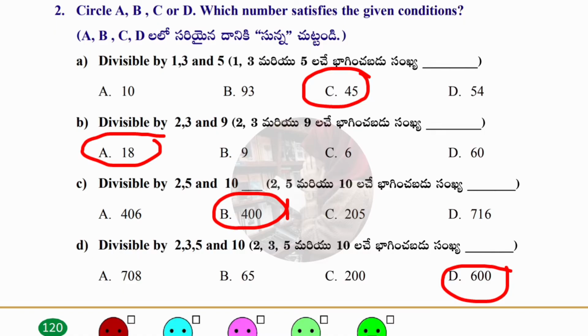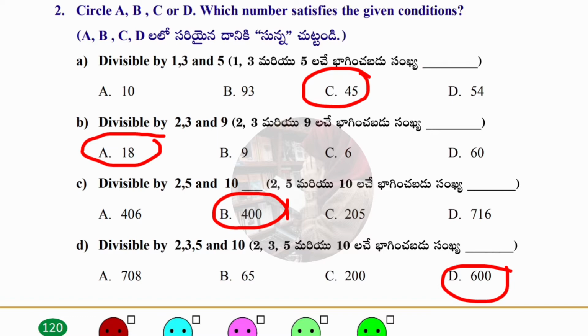Next question is divisible by 2, 3 and 9. If you check all the 4 options, only A option, which is 18, is divisible by 2 table, 3 table and 9 table. That's why circle A option. Next, third question is divisible by 2, 5 and 10. Okay, here in the options we have given 406, 400, 205 and 719. Only option B, which is 400, is divisible by all the 3 numbers, means 2 table, 5 table and 10 table. Means 2, 5 and 10.